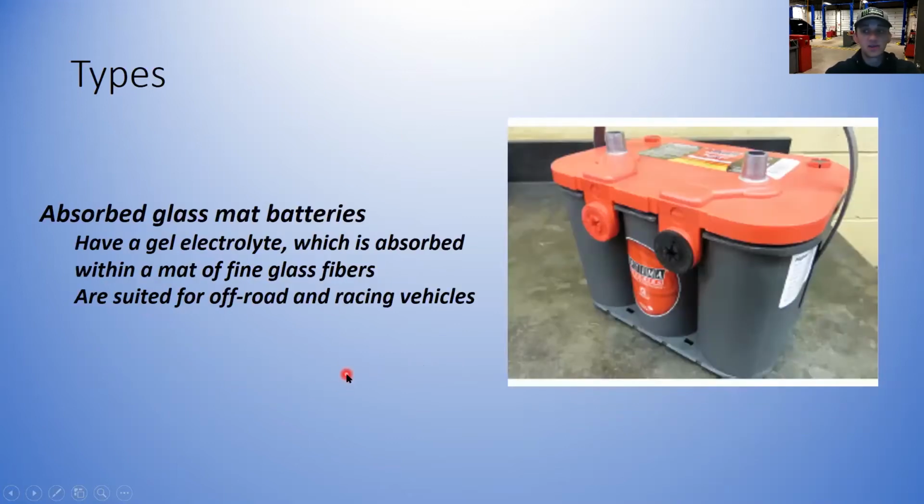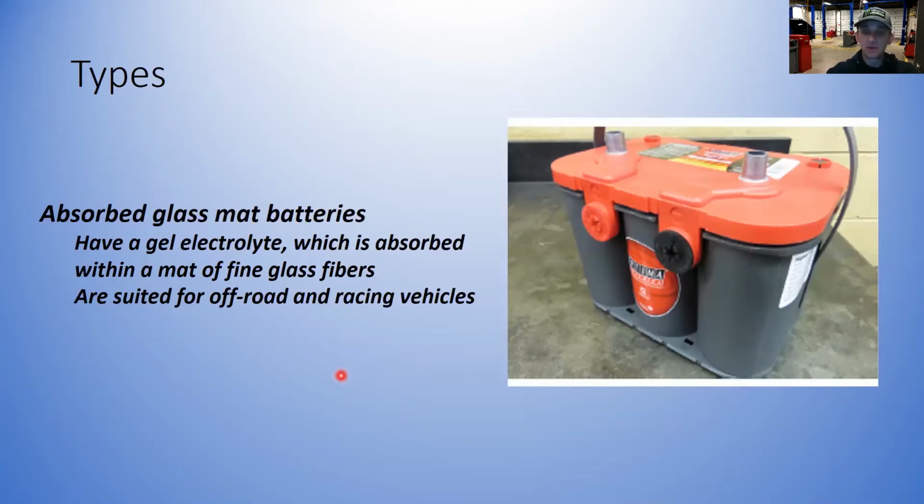A battery you guys are going to see a lot more coming in the future is an AGM battery, or an absorbed glass mat. They're not new. A lot of people think this is a new thing. They've been around for a long time, but you haven't seen them very often in your traditional everyday passenger cars.